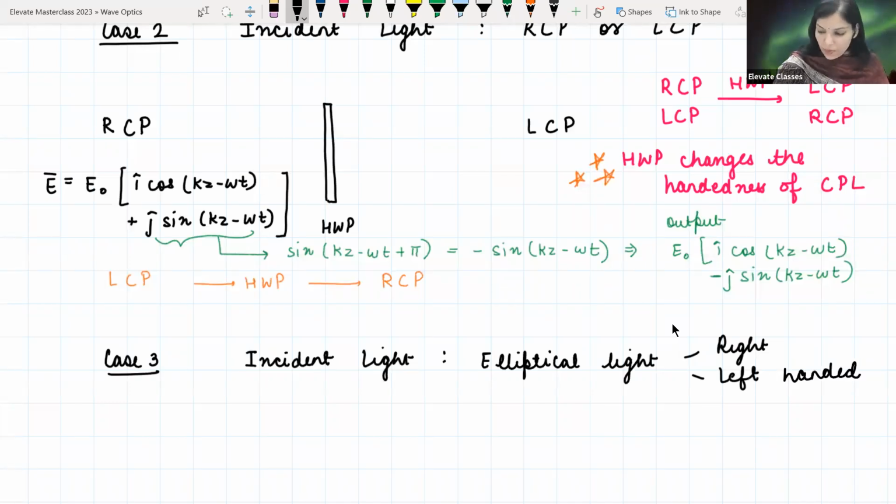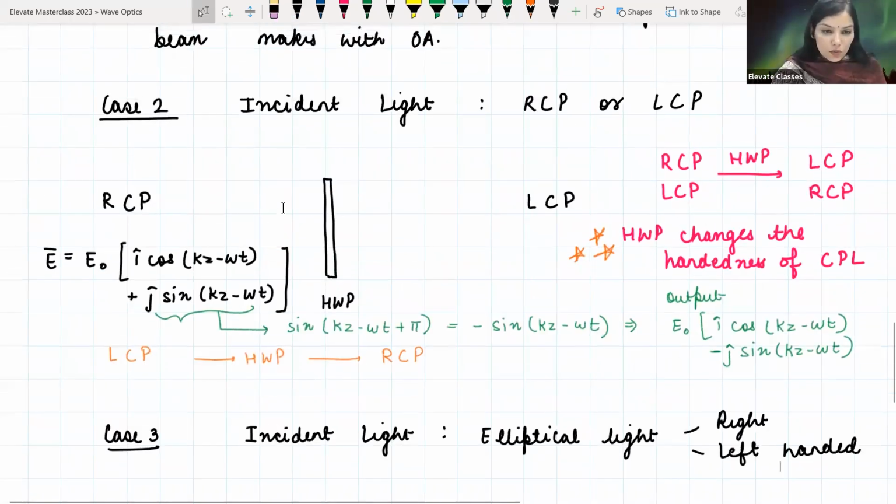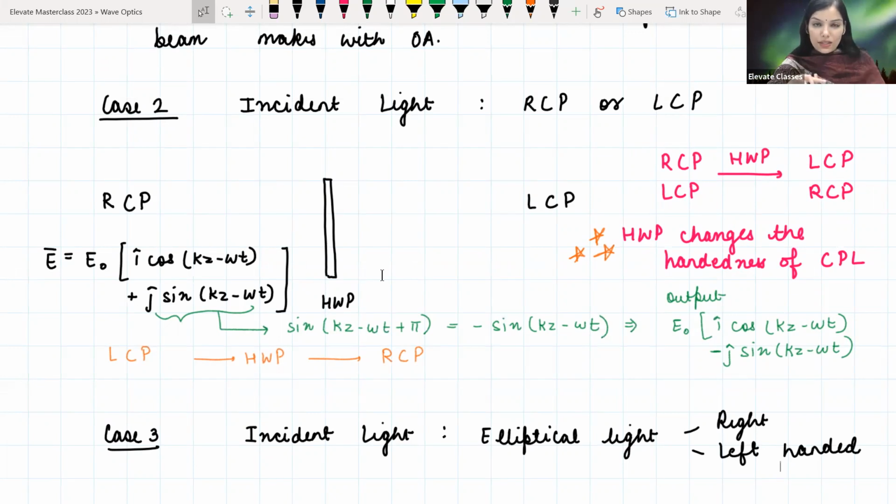ठीक है, तो इसमें भी क्या होगा? See, हाफ वेव प्लेट ने क्या किया? सिर्फ हैंडेडनेस चेंज किया, बट पोलराइजेशन चेंज नहीं किया. पोलराइजेशन अभी भी सर्कुलरली पोलराइज्ड ही है, बट ओनली द राइट हैंडेड और द लेफ्ट हैंडेड वो एक मतलब that got reversed. Right became left, left became right.